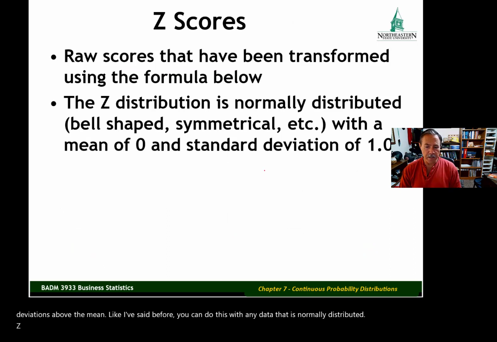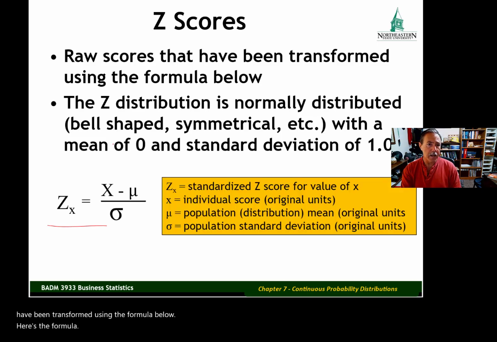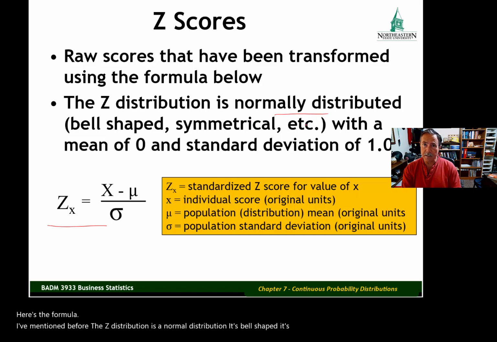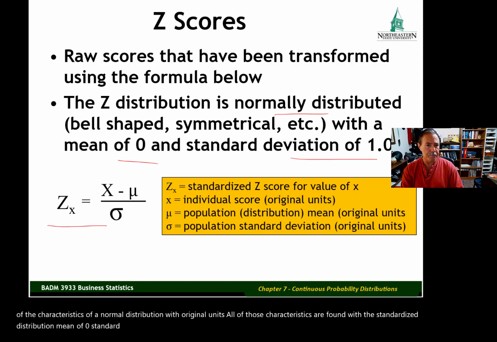Z-scores are used with standard normal distributions, or the z-distribution that we're talking about. Z-scores are raw scores that have been transformed using the formula below. Here's the formula. Like I've also mentioned before, the z-distribution is a normal distribution. It's bell-shaped, it's symmetrical, it's asymptotic. All of the characteristics of a normal distribution with original units are found with the standardized distribution. Mean of 0, standard deviation of 1.0.